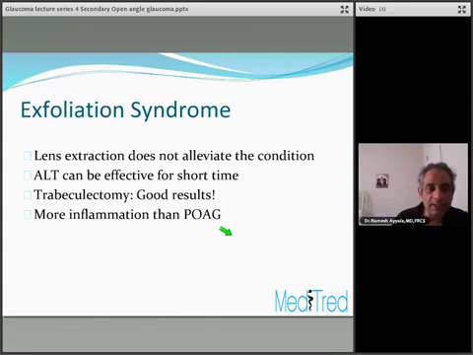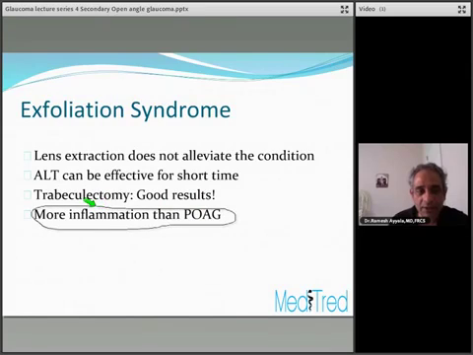Now, remember, lens extraction does not cure this condition. ALT can be effective, but for a short time. Trabeculectomy has good results, and expect more inflammation following surgery compared to primary open-angle glaucoma patients. So how do you manage these patients? Obviously, when they present to you with elevated intraocular pressures, you want to try the regular glaucoma drops. You can do ALT and eventually a trabeculectomy operation.